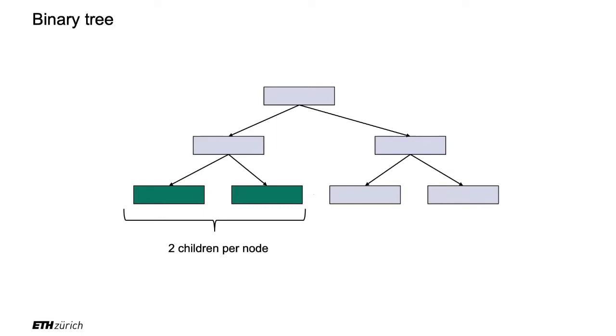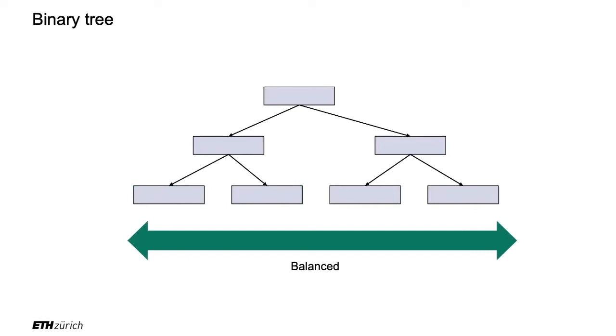The idea is that you have two children per node. This is why it's called a binary tree, right? The idea of a binary tree is also that it's kind of balanced. So it's not like plenty of nodes on the left and then less on the right. It's more or less balanced.